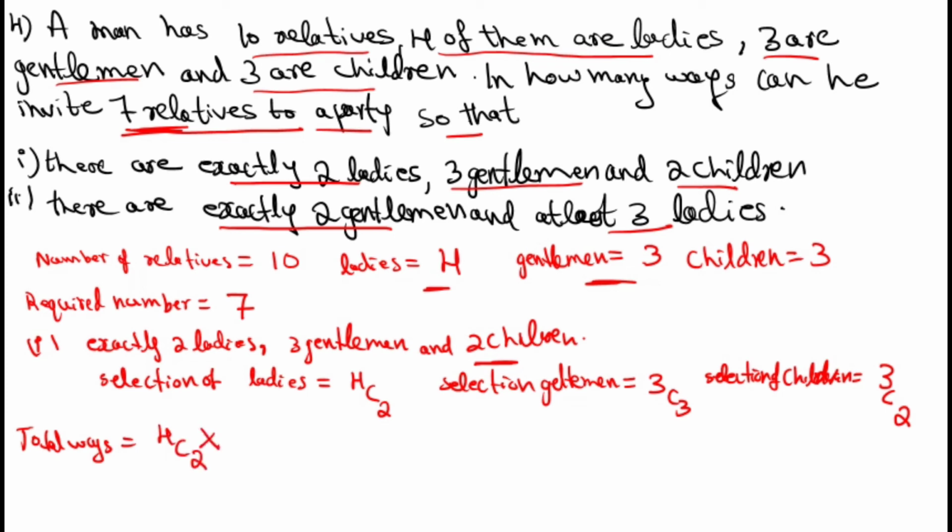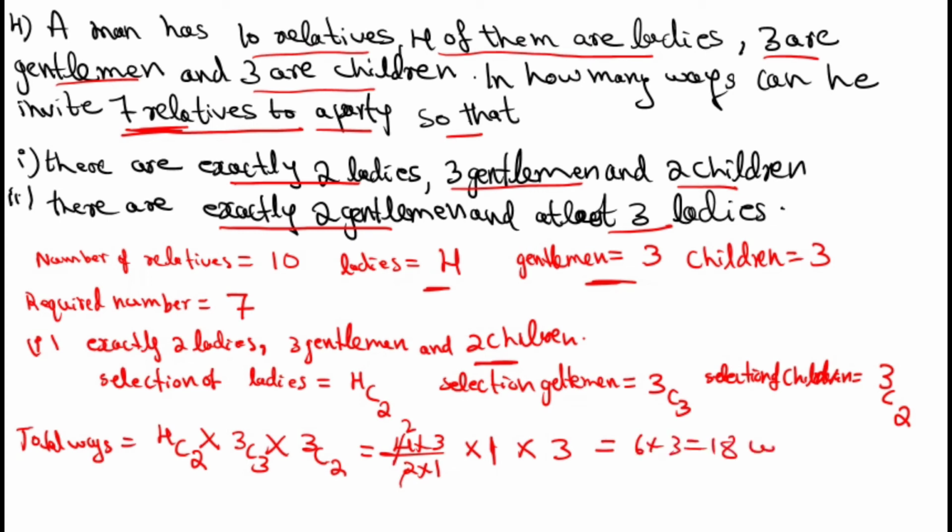Okay, so total ways is equal to 2 ladies, that is in 4C2 ways, into 3 gentlemen, that is in 3C3 ways, and 2 children, that is in 3C2 ways. It's equal to 4C2, which means 4 into 3 by 2 into 1, into 3C3, its value is equal to 1, into 3C2 equal to 3C1, its value equal to 3. 2 ones are 2, 2 twos are 3 twos are 6, into 3, it's equal to 18 ways. Okay, so this is the solution for the first case.